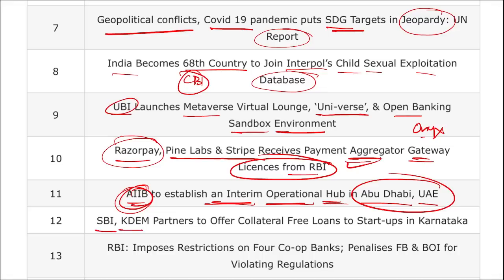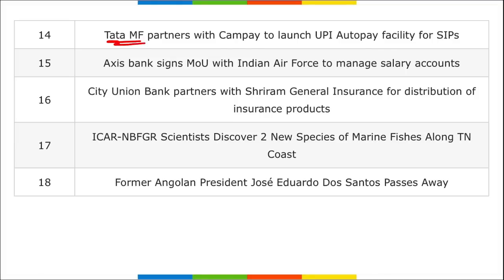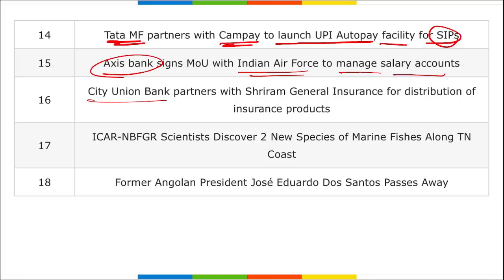SBI and KDEM have partnered to offer collateral-free loans to startups in Karnataka. RBI has imposed restrictions on 4 cooperative banks, penalizing FB and BOI for violating regulations. Apart from this, Tata Mutual Fund has partnered with CAMPay to launch UPI autopay facilities for SIPs. Axis Bank has tied up with Indian Air Force to manage salary accounts. City Union Bank has partnered with Shriram General Insurance for the distribution of insurance products.